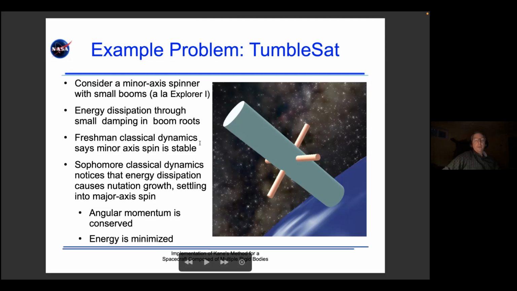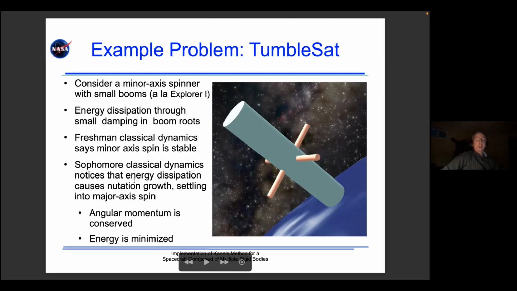So in your first dynamics class, you'll learn that a rigid body, if you spin it about its major axis of inertia, that motion is stable. If you spin it about its minor axis of inertia, that motion is stable. And if you spin it about its intermediate axis, that motion is unstable.